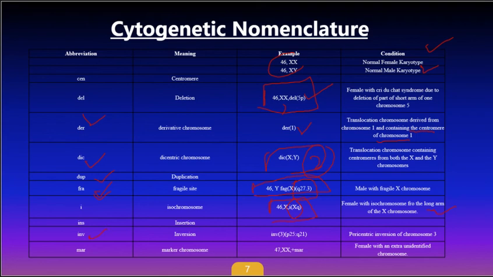Next is inv, inversion. Inv(3)(p25q21) is a pericentric inversion. Pericentric inversion is basically a reverse inversion, so a reverse inversion at chromosome number 3. Next is mar. Mar means marker chromosome. Marker chromosomes are basically small fragments of chromosome which generally can't be identified without special genetic analysis due to their small size. Then 46,XX,+mar means an extra chromosome. XX means it is female, and mar means it has a marker chromosome. So the condition is a female with an extra, unidentified chromosome.